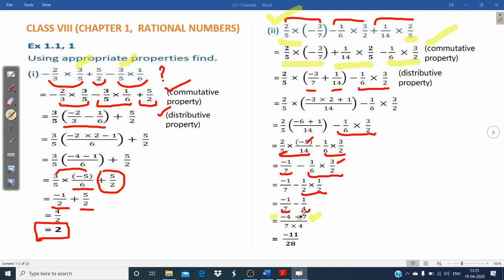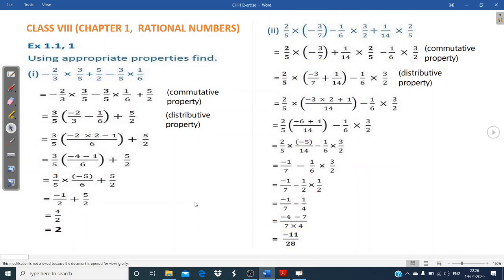So when you add this, minus minus plus, and the sign will always be of the bigger number. So the bigger number has the minus sign, or you can say both the terms have the same sign, so you can put the minus sign. So minus 11 by 28 will be your final answer. If you want, you can note down this first question also.